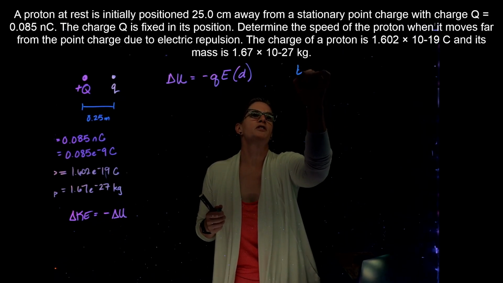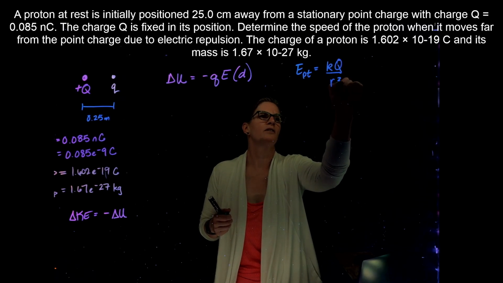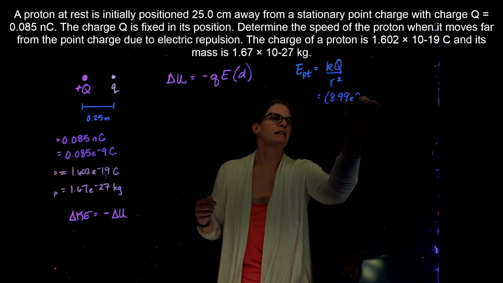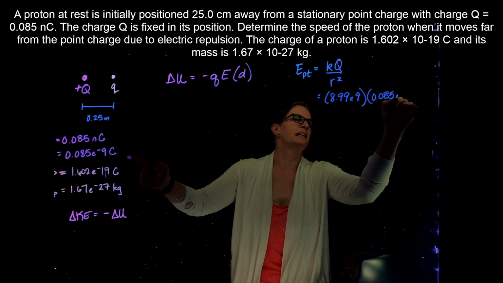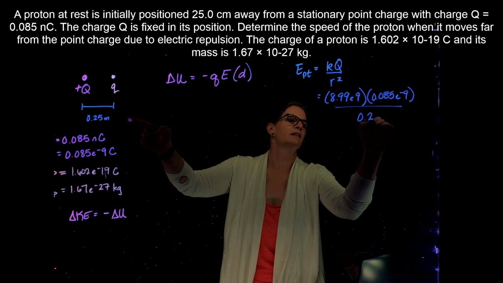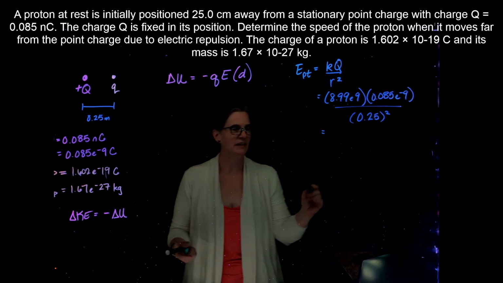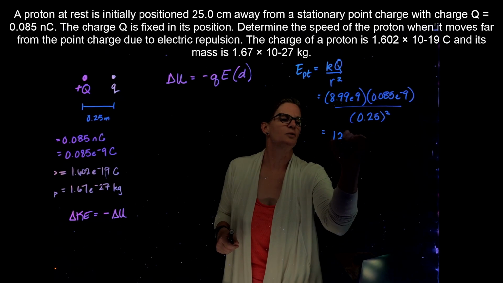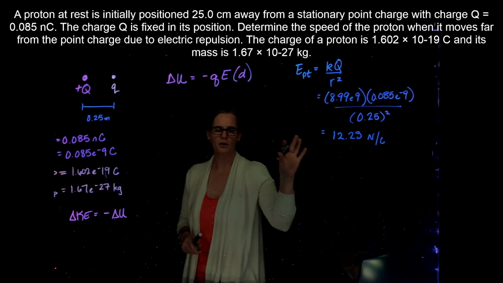So the electric field of the point charge, remember, is K times the charge Q over R squared. So we know that K is, of course, 8.99 times 10 to the 9th. Q is 0.85 times 10 to the negative 9th coulombs, all over our distance R, which is 0.25 quantity squared. And when I calculate that, we find that the electric field at this point in space, due to this stationary charge, is 12.23 newtons per coulomb.